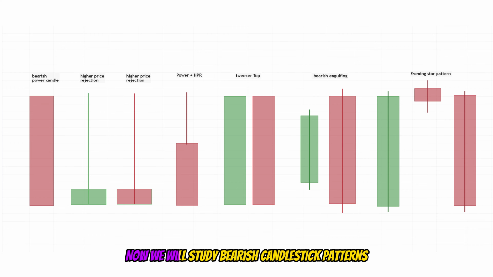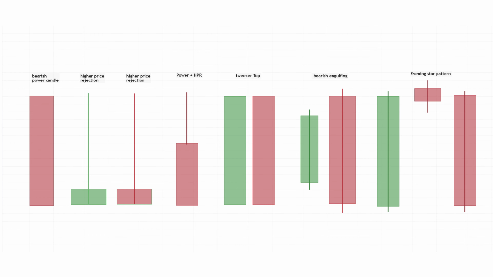Now, we will study bearish candlestick patterns.